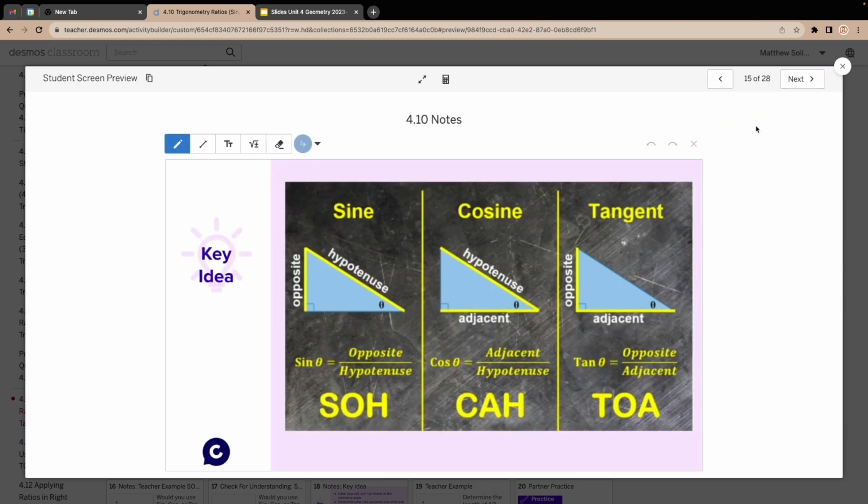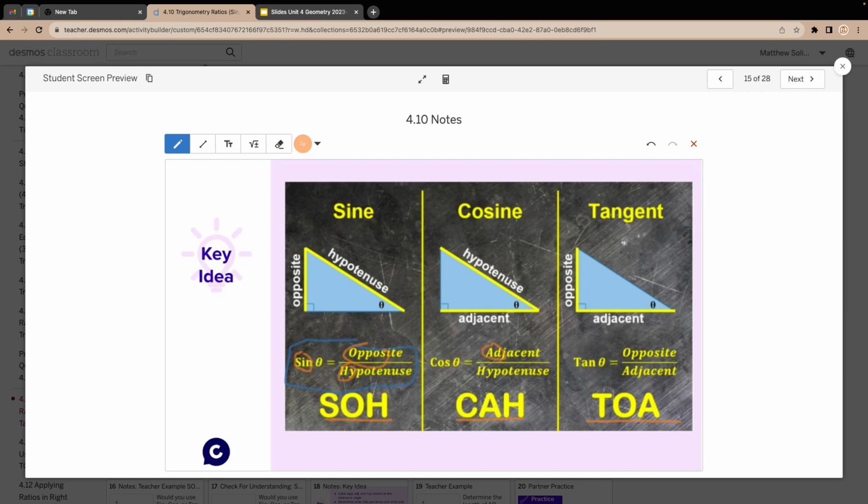So big ideas that you want to write down or see in your notes. Sine is the opposite divided by the hypotenuse. Cosine is adjacent divided by hypotenuse. And tangent's opposite divided by adjacent. An acronym to help you remember this is SOHCAHTOA. SOHCAHTOA.